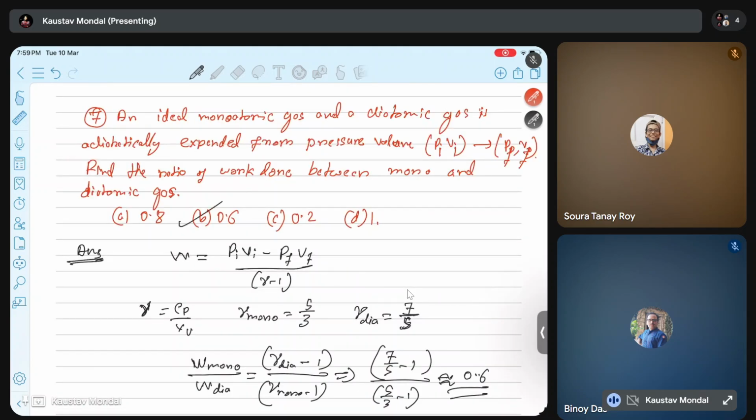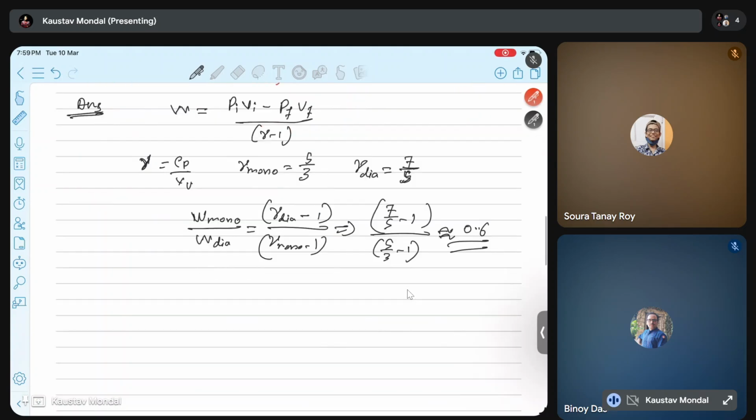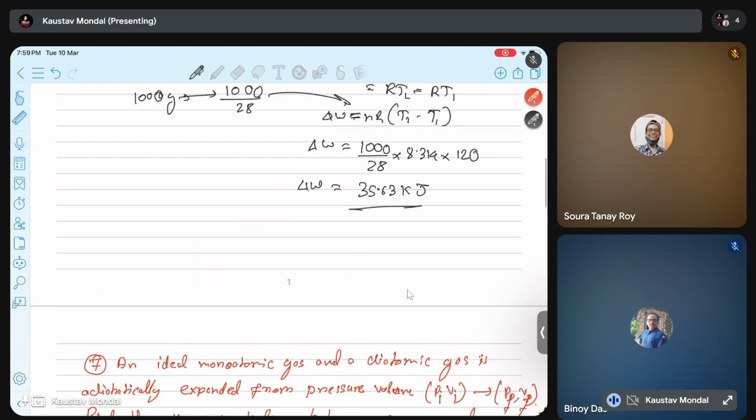So the correct option is option B. This was the last problem for today's class. If you have any questions, you can ask.